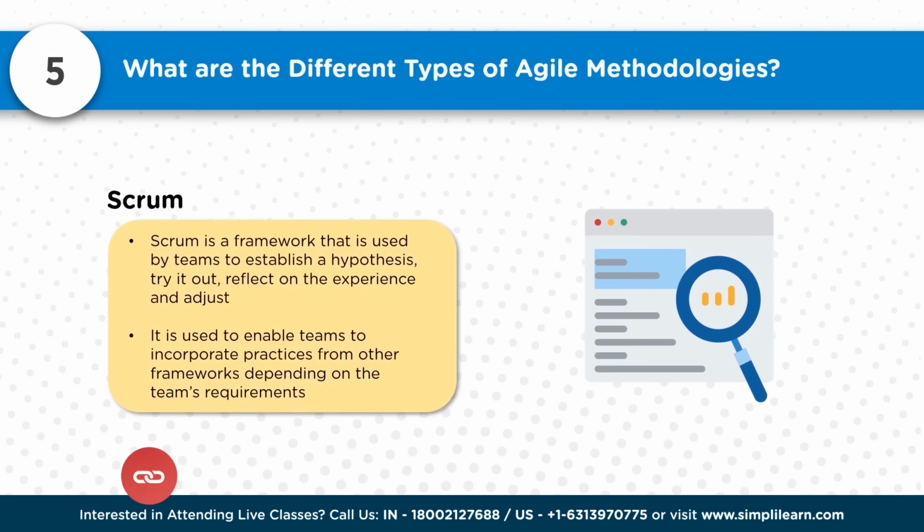Scrum is a framework used by teams to establish a hypothesis, try it out, reflect on experience and make adjustments. It enables teams to incorporate practices from other frameworks depending on the team's requirement. Scrum is quite popular and it is mostly used for smaller projects. The bigger and more complex the project, I think Scrum would not help. But Scrum is very popular in software development organizations, where it has a simple structure of 5 events, 3 roles, and 3 artifacts. It helps to adopt and adapt to changing conditions, and it has become a proven practice.